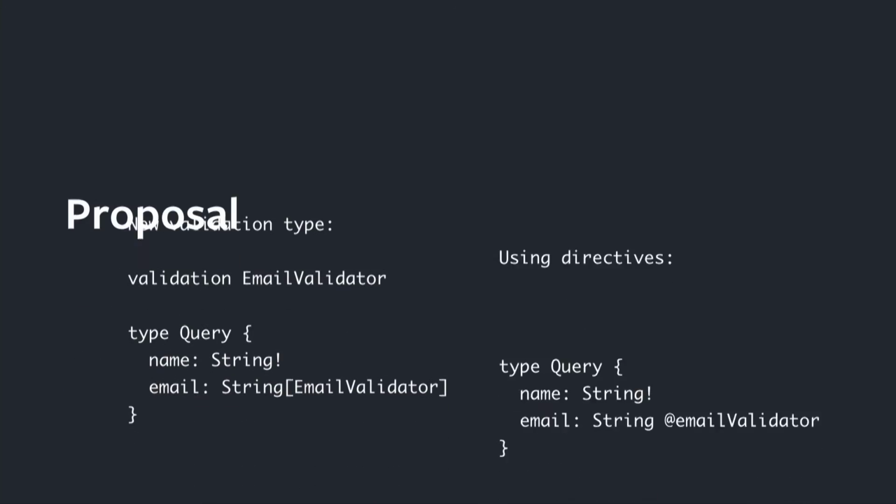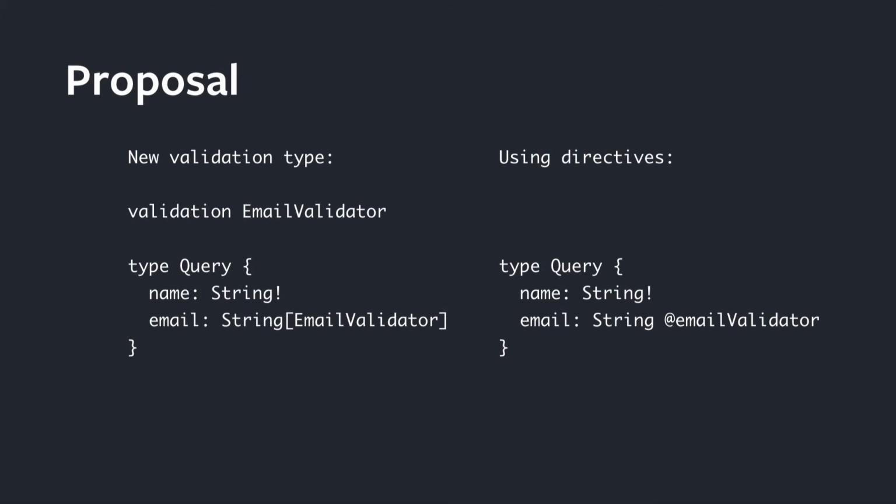So what's the proposal here? One thing that we can do in GraphQL is add a new type into the schema, which is a validation type. Or we can also use directives.